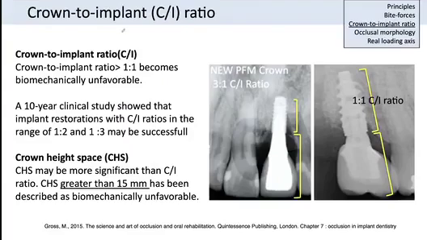The crown to implant ratio, C/I, is recommended to be 1:1. More than 1:1 becomes biomechanically unfavorable. This one is 1:1, a good ratio. This one is 3:1. That is a bad ratio. So it is a risk.